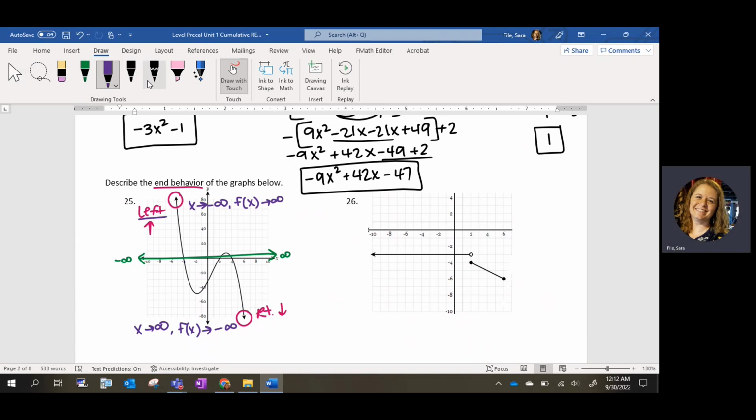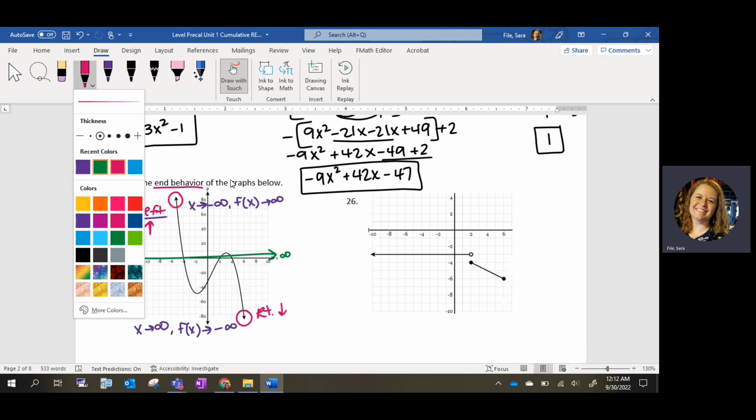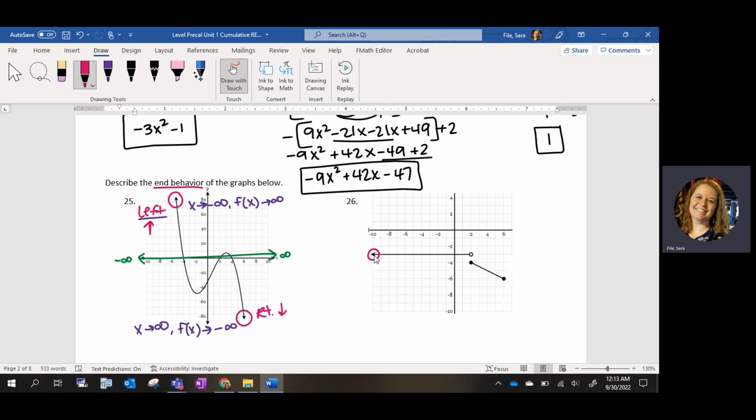For 26, I could say the left side. Now this one is a constant. Okay, there's not an asymptote here. This just happens to be a constant function piece. So I would say as x is going to the left, so as x goes to -infinity, f of x is not going up to positive or down to negative. It is staying at a constant rate at this y value of -3. So as x goes to -infinity, f of x goes to -3. It doesn't move, it's staying constant there.